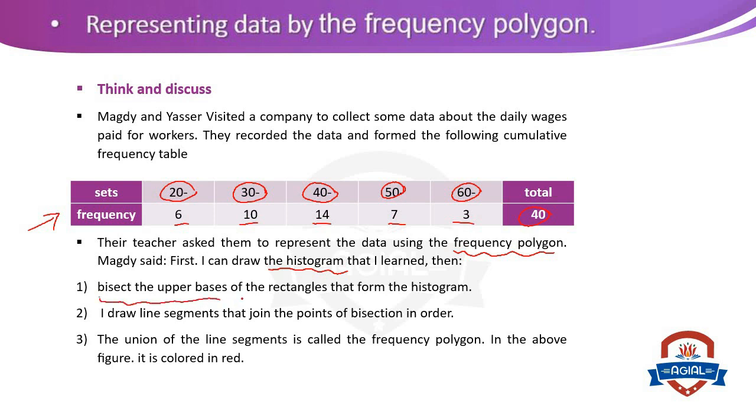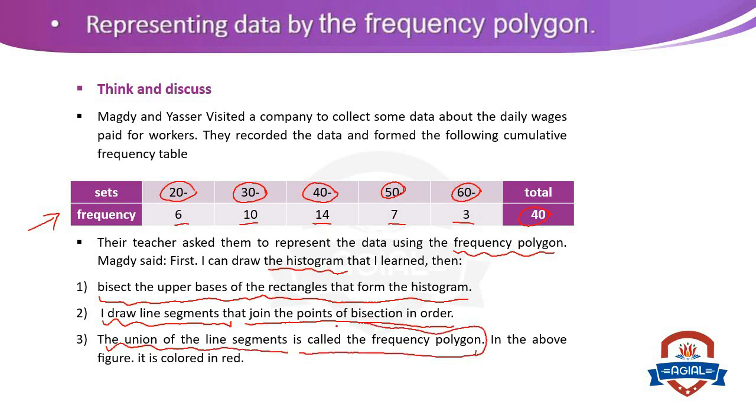Number 1, bisect the upper base of the rectangles that form the histogram. Number 2, I draw line segments that join the points of bisection in order. And number 3, the union of the line segments is called the frequency polygon. In the above figure, it's colored in red.